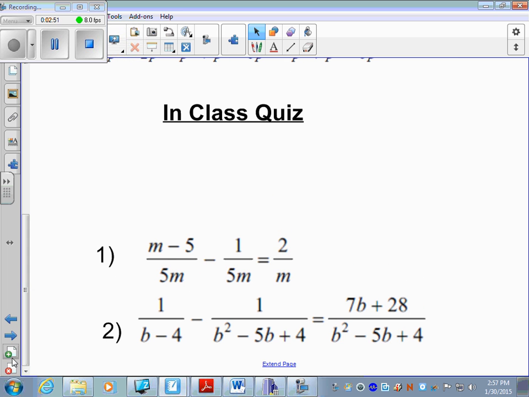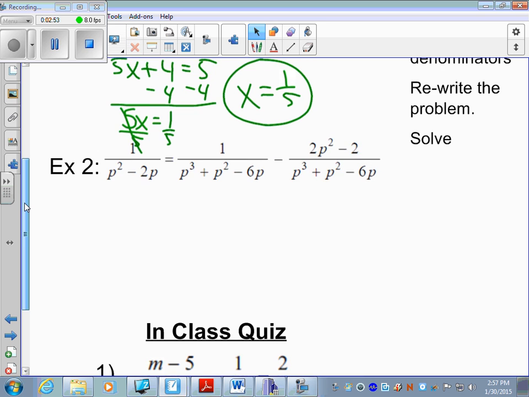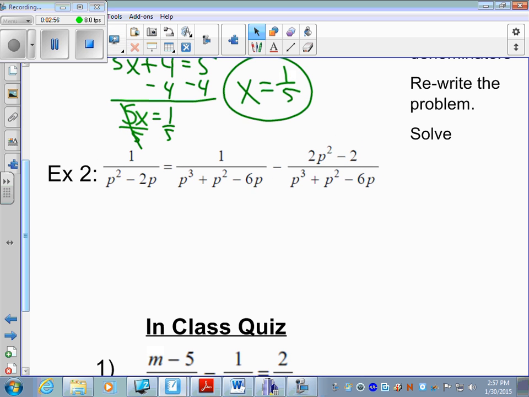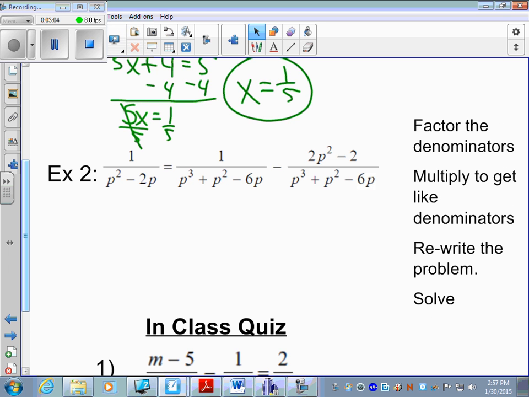The second example is a little bit more complex. We have trinomials and binomials. The first thing I would do is factor the denominators. For the first fraction, the greatest common factor between p squared and 2p is p. I'm going to factor out a p. I'm left with 2 minus p.